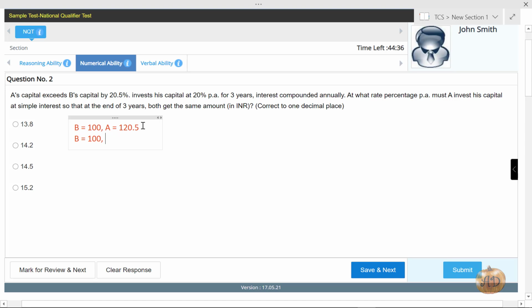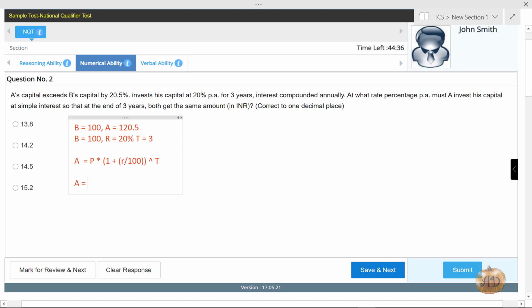Okay, B's capital is 100, rate is 20%, time equals 3 years. It is written that the interest is compounded annually, so here we have to use the formula of compound interest. You know the formula of compound interest is A equals P into 1 plus R by 100 to the power of time. This is basically the formula of compound interest to find out the amount.